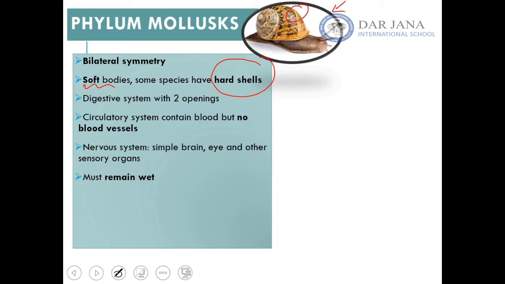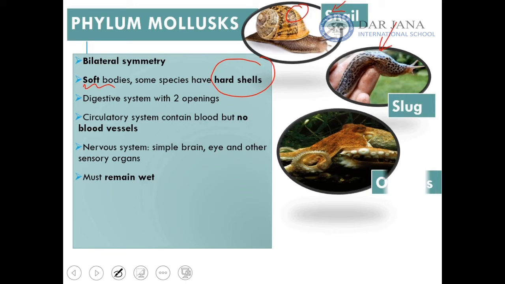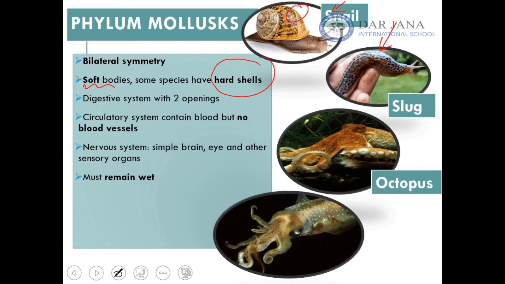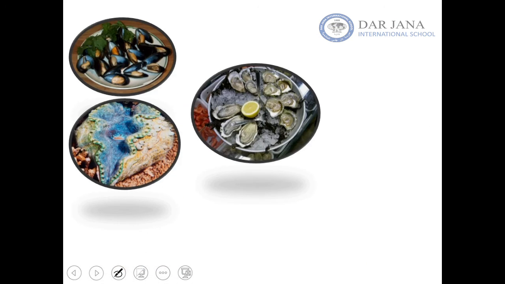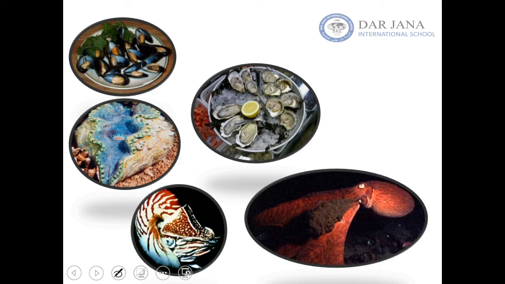Some types of mollusks don't have a shell for protection, like the slug here. This is the slug, there is no shell for protection. Also we have another example here, the octopus, and also the squid. These are different forms of mollusks. Some of them are edible and you can eat them.